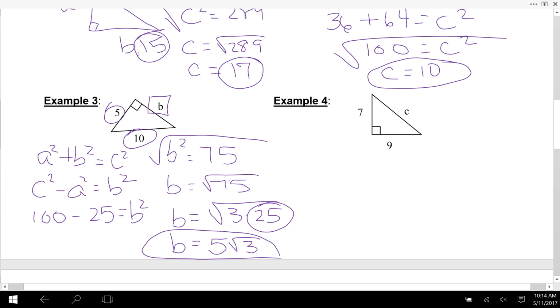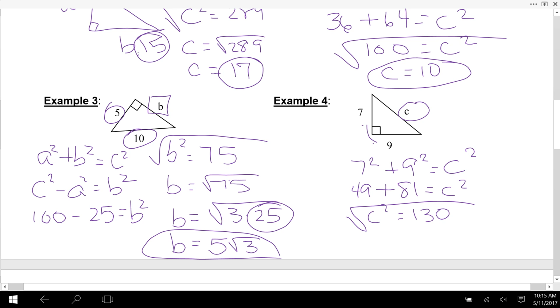So now we're using our simplifying radicals and Pythagorean theorem. So let's do number 4. I'm looking for C, so I'm adding my two sides. So I have 7 squared plus 9 squared equals C squared. 7 squared plus 9 squared, I have 49 plus 81, equals 130 equals C squared. Take the square root of everything. C equals the square root of 130.